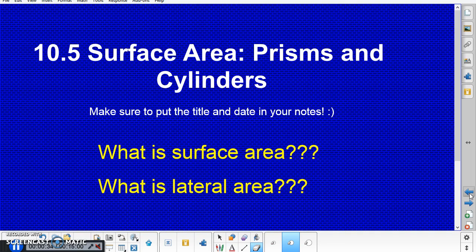So this section, 10.5, surface area, is about prisms and cylinders. First of all, the two main questions are what is surface area and what is lateral area? So surface area is very straightforward. It's all of the areas that cover the surface of an object. So if you ever get lost, always go back to all the areas of all of the surface of an object. Then lateral area is a little trickier. The lateral area is just the sides of an object. So think about if you took off the top and the bottom, all of the leftover sides would be the lateral area.